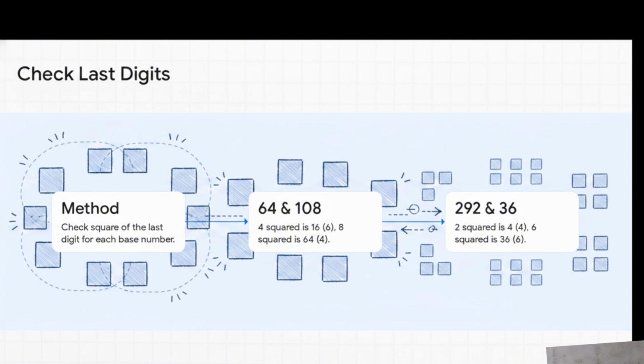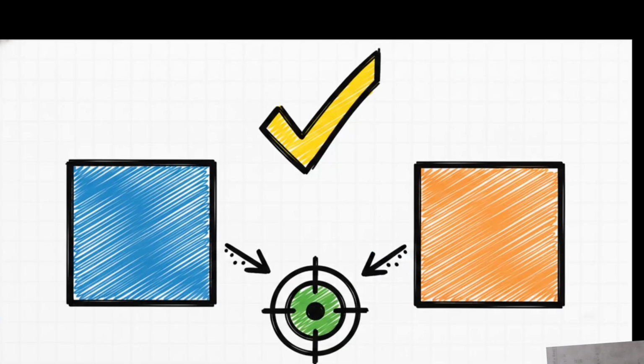Take 64 for instance. The last digit is 4. 4 squared is 16, so it ends in 6. For 108, 8 squared is 64, which ends in 4. Moving to 292, 2 squared is 4, so it ends in 4. And for 36, 6 squared is 36, ends in 6. And this brilliantly illustrates how much time we save. Our final answers are 108 squared and 292 squared. Final answer, 108 squared and 292 squared will have 4 as the last digit.